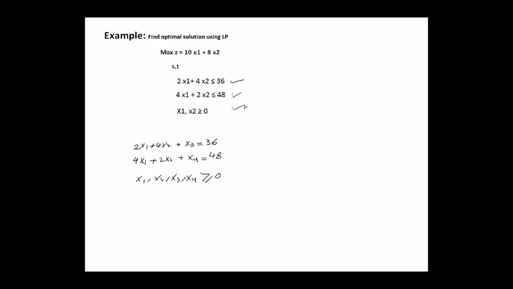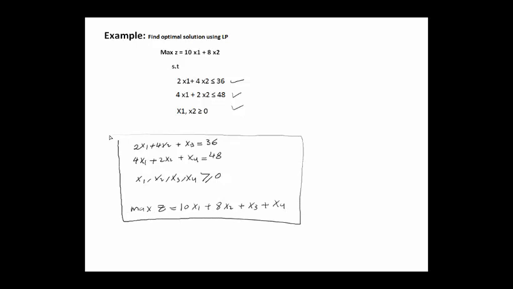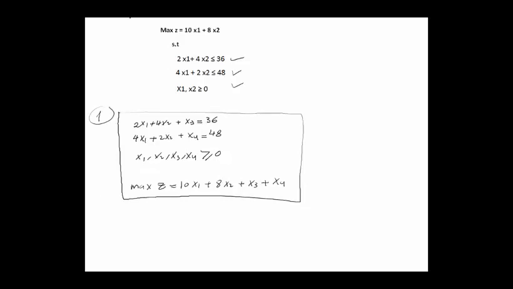We also need the objective function. We write it in this way, which is 10x1 plus 8x2 plus x3. In some references you will find 0 times x3 plus 0 times x4, but leave it in this way. So this is the standard form we'll be using in the linear programming Simplex method. This is how to apply the Simplex method to solve a linear programming optimization problem.